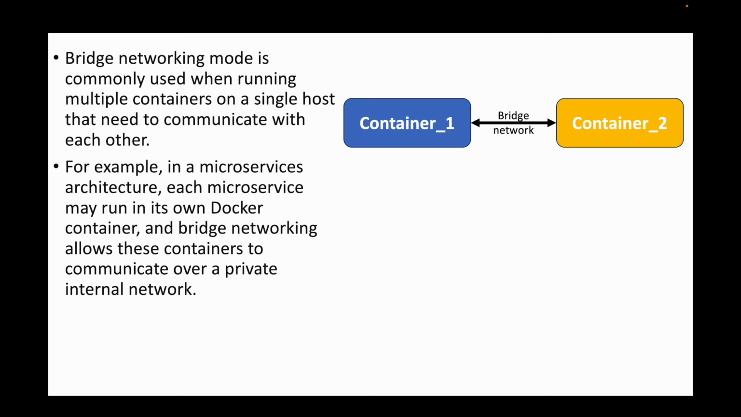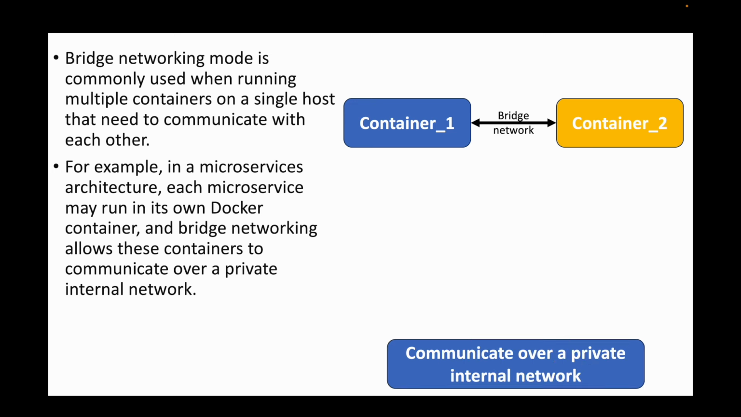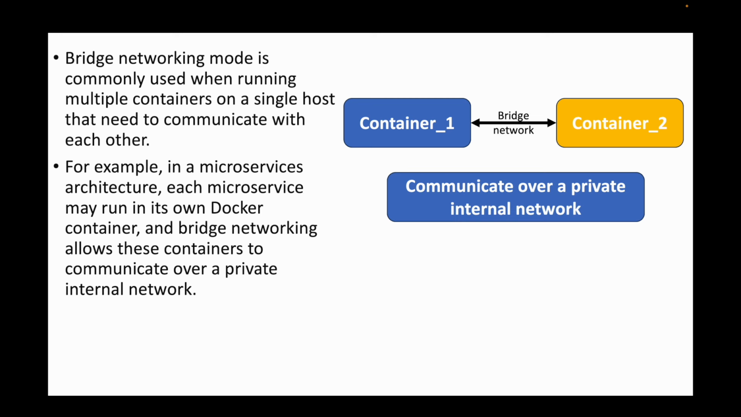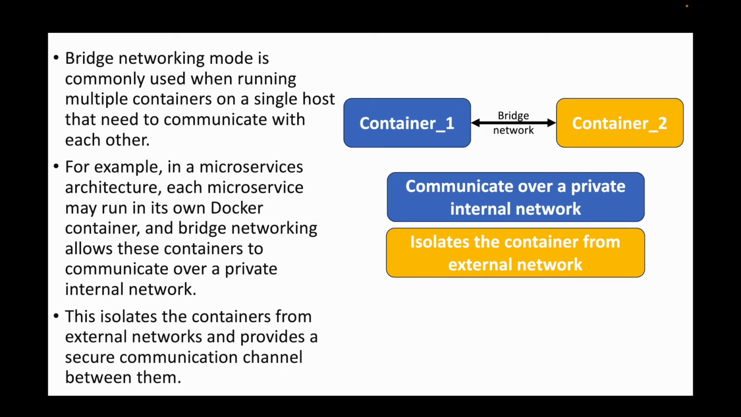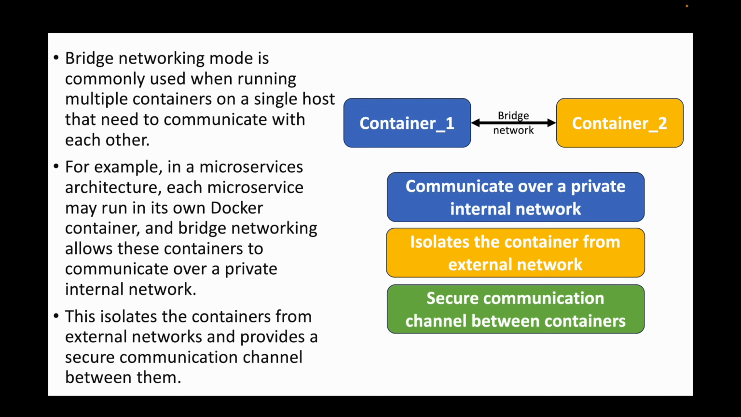For example, in a microservice architecture, each microservice will run in its own Docker container, and the bridge networking will allow these containers to communicate over a private internal network. Docker maintains its own internal network, and if you want to allow communication within this internal network, we can make use of the bridge network. This isolates your containers from the external network and also provides a secure communication channel between your containers. So whenever you want your containers to talk to each other over a network, we can make use of the bridge network.